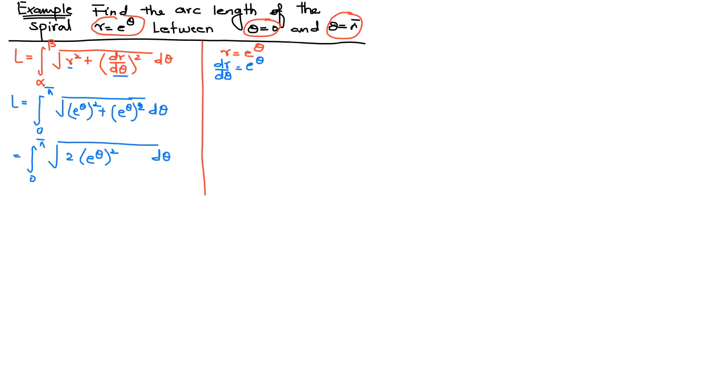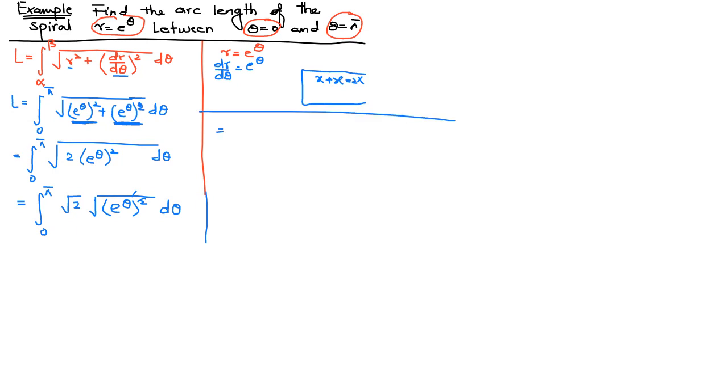If you have the same things, x plus x is equal to 2x. So this is the same and this is the same, so I can write 2 times this one. Now you can take the separate square roots: the square root of 2 and the square root of e power theta power 2, into d theta. This square root cancels with the square. So what you will get is the integral from 0 to pi, and you can take the square root of 2 outside, of e power theta d theta.